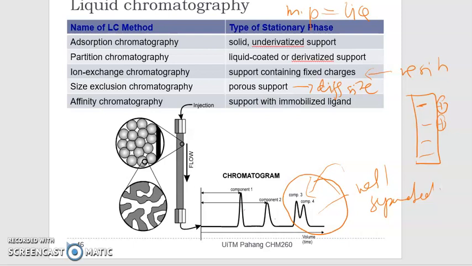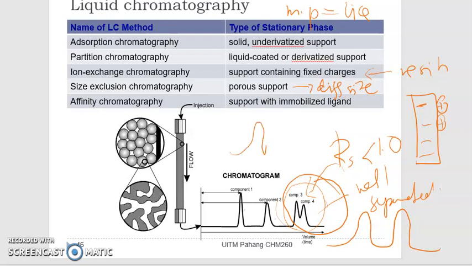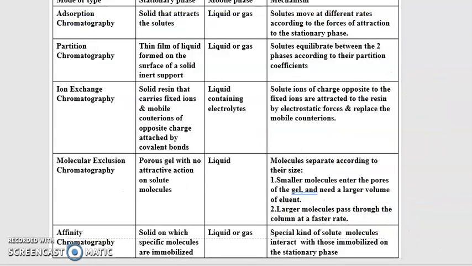Okay, so if we look at this sample, the compound 3 and 4, the resolution, I can see that it is less than 1. Okay, so remember the best resolution is 1.5. That one is ideal. So it will be completely separated like this. Okay, and kalau tak dapat macam ni pun, kalau dapat satu pun okay lah. Okay, but for sure this one is lesser than 1. It is not completely separated.